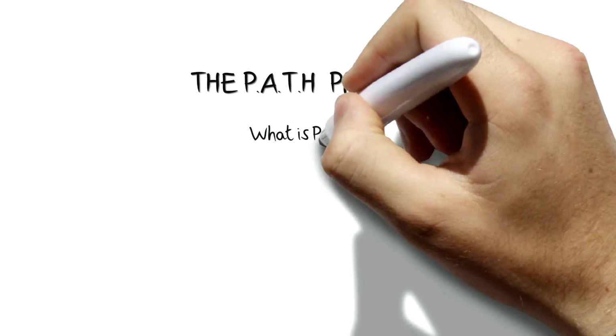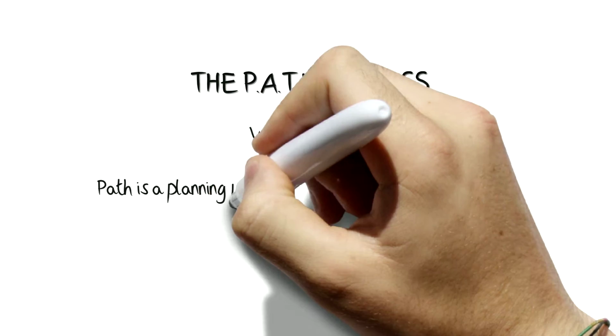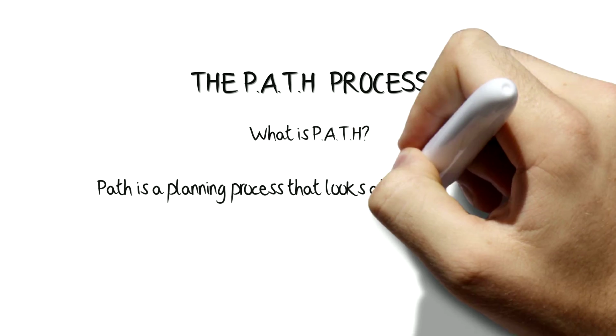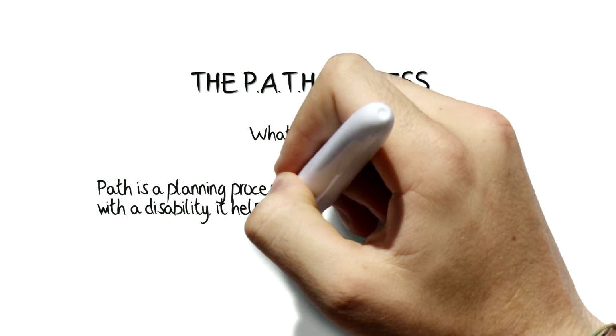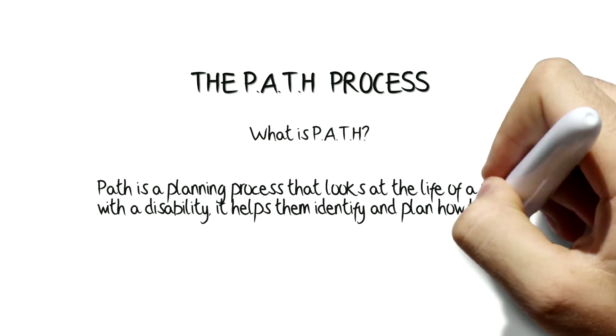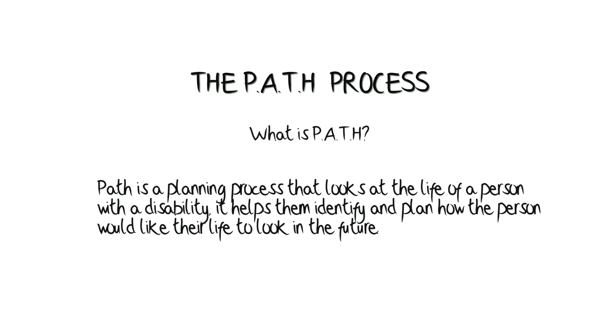So what is PATH? PATH is a planning process that looks at the life of a person with a disability. It helps identify and plan how the person would like their life to look in the future. For more information about the uses of PATH, watch our first video called What is PATH?